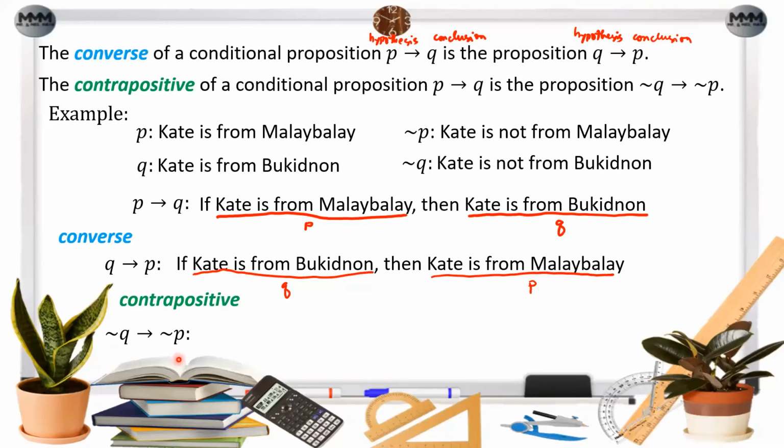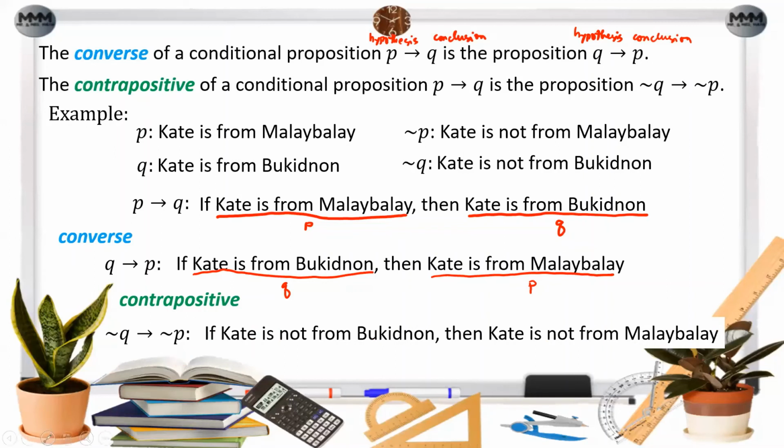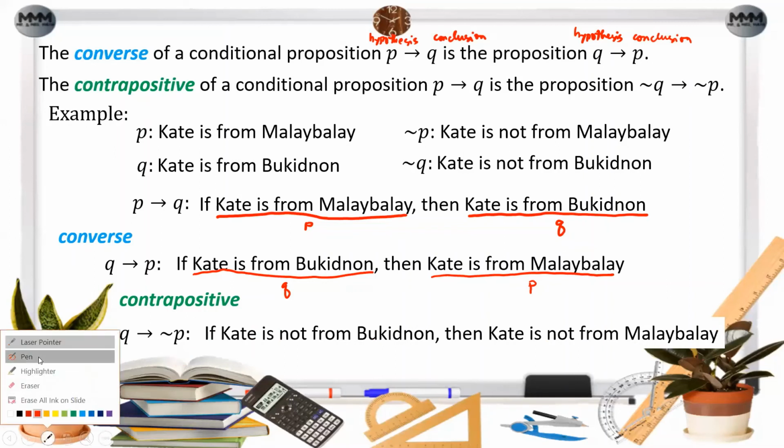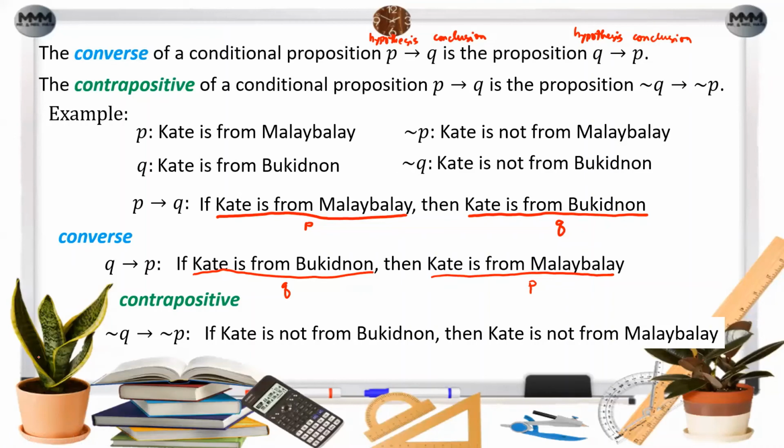Hence, we can construct our contrapositive statement. So we have here, if Kate is not from Bukidnon, then Kate is not from Malaybalay. So here, Kate is not from Bukidnon is our not Q. Again, we have here, if not Q, then not P. Now, let's try to look at the truth value of the converse and the contrapositive.